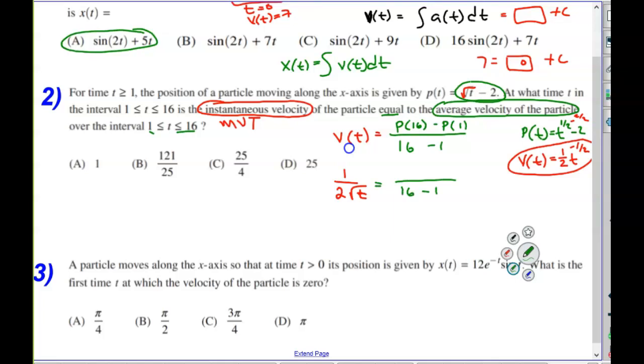And then all we have to do is figure out, what is p of 16? You probably do this in your head. You don't have to show work for this. If I plug 16 in here, well, the square root of 16 is 4. 4 minus 2 is 2.